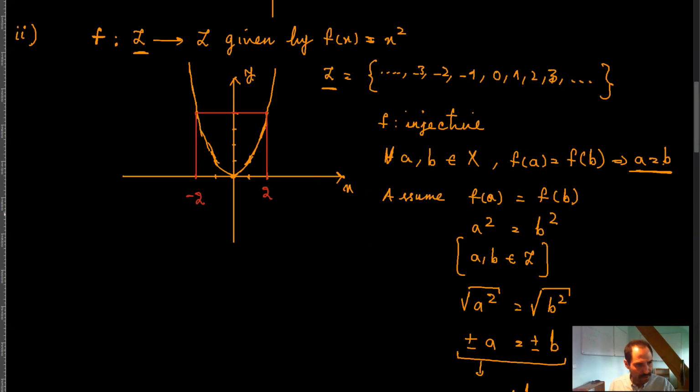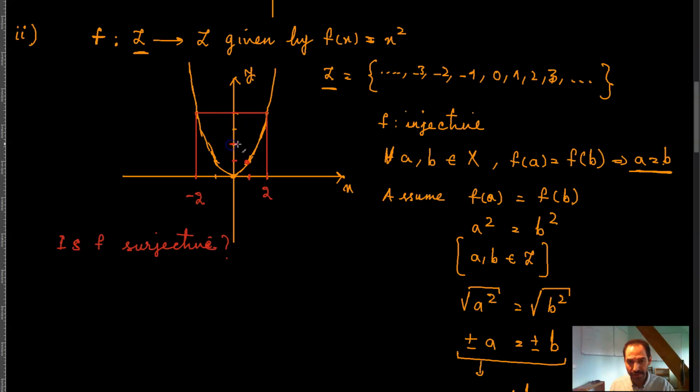Now the next part that we have here is that we want to know whether f is surjective. Is f surjective? So to decide that, you can argue that, for example, there is 1 and 2. The image of 1 is 1 here, so you have no problem there. The image of 2 is 4.